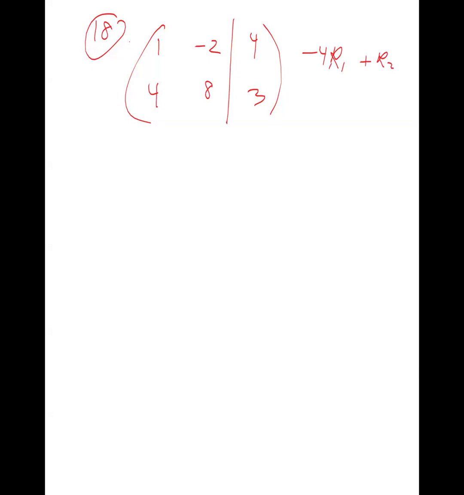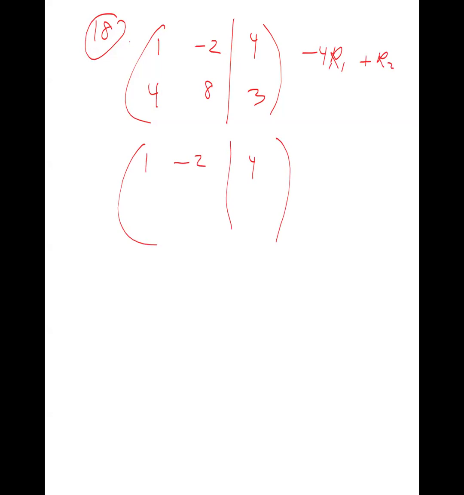So I'm going to give you a hint. We're not actually changing row 1 at all. So row 1 is going to stay the same. So we'll just write down 1, negative 2, equals 4. What we're going to do though is take negative 4 times row 1 and add that to row 2. So that's what we're going to do.